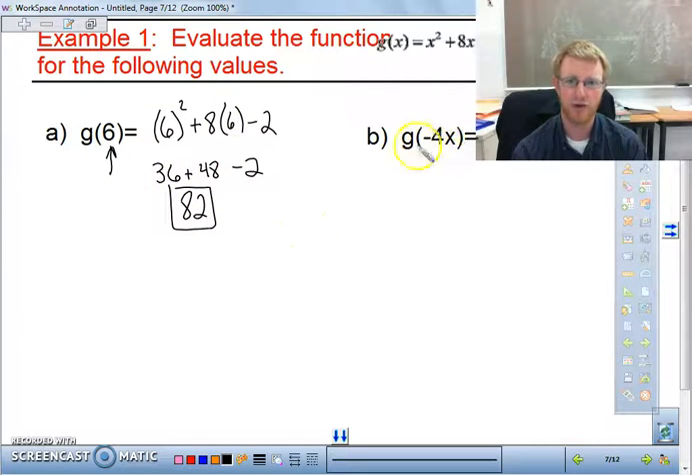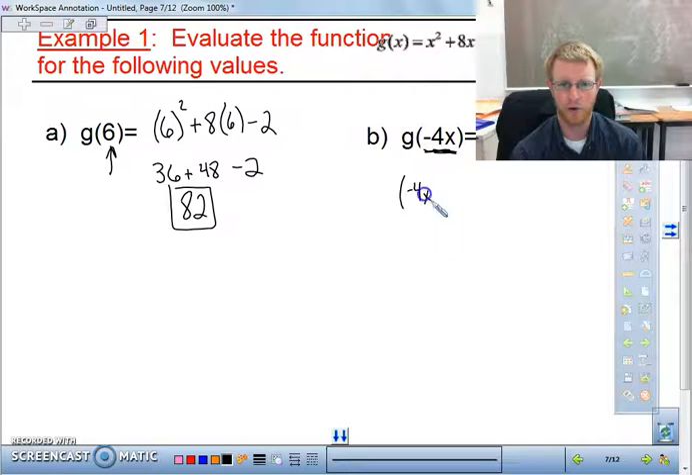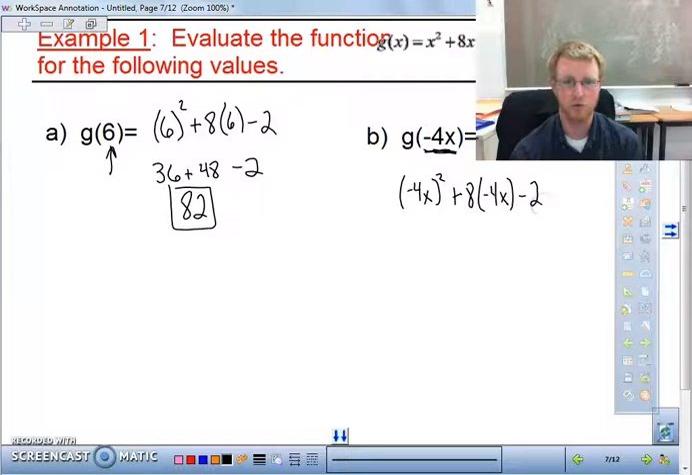Well, what happens when we just don't have a value anymore? What happens if we actually put a different function in? Well, we do it the exact same way. It's going to be negative 4x squared plus 8 times negative 4x minus 2. All we are doing is changing what our input value is. Up here, our input values are x. Down here, our input values are now negative 4x. So we just replace the input value with whatever our input value is supposed to be.